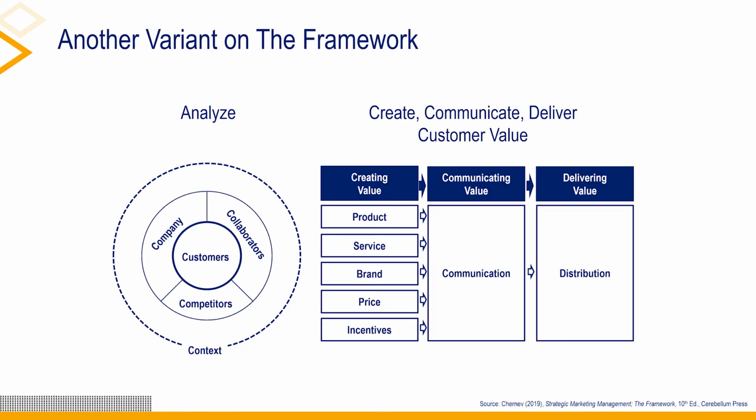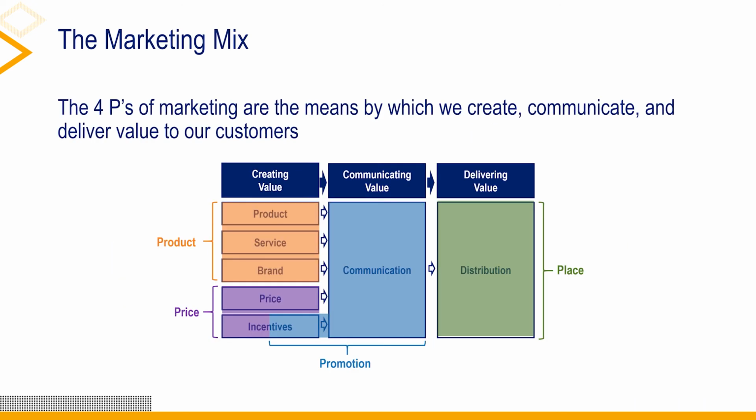Professor Alex Chernev of Northwestern University uses another variant on the framework. One difference is that he distinguishes between an inbound step to analyze and an outbound step to create, communicate, and deliver customer value. The framework also expands the product P into three components: the physical product, service, and brand, expands the price P to explicitly call out price incentives, and renames the promotion P to be communications so there's no confusion with the word promotion referring to price promotion.